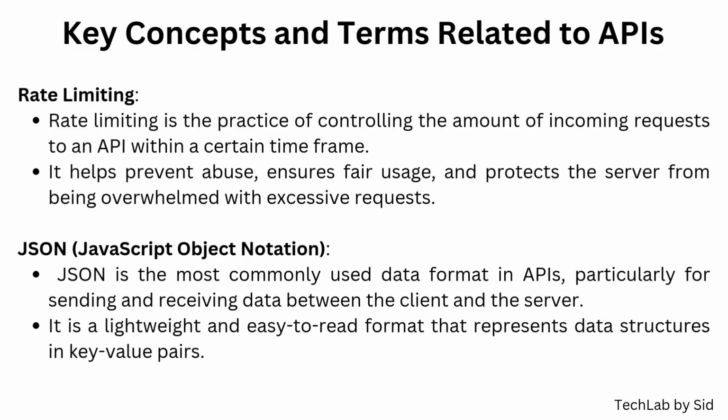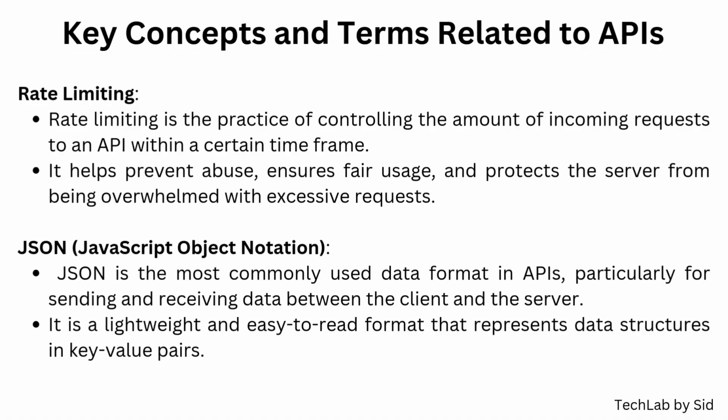Rate limiting. Rate limiting is the practice of controlling the amount of incoming requests to an API within a certain time frame. It helps prevent abuse, ensures fair usage, and protects the server from being overwhelmed with excessive requests. JSON or JavaScript Object Notation. JSON is the most commonly used data format in APIs, particularly for sending and receiving data between the client and the server. It is a lightweight and easy-to-read format that represents data structures in key value pairs.